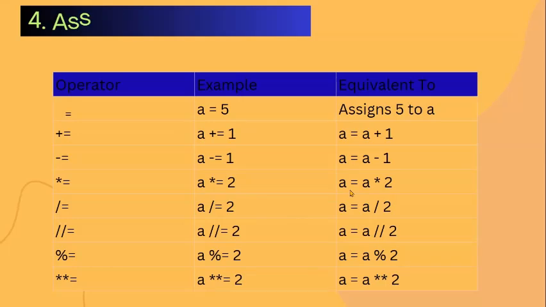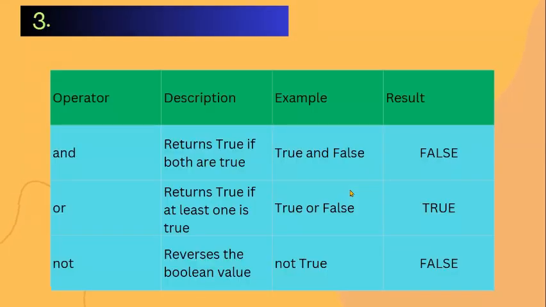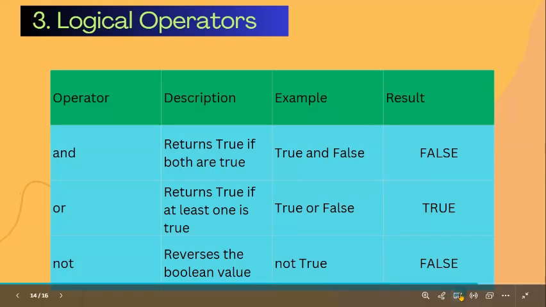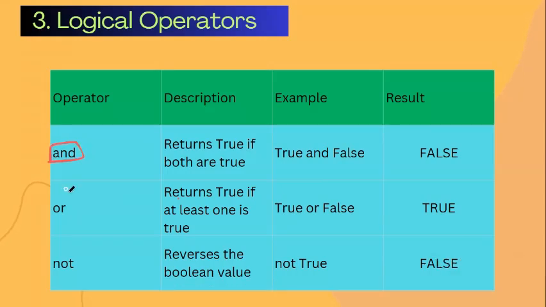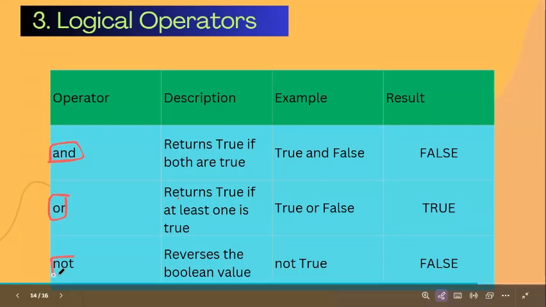You can just read these assignment operators. Or if you like, some people say they have a problem with logical operators. So let me explain this one. I will choose red color. Okay. So we have three logical operators: and, or, and not.